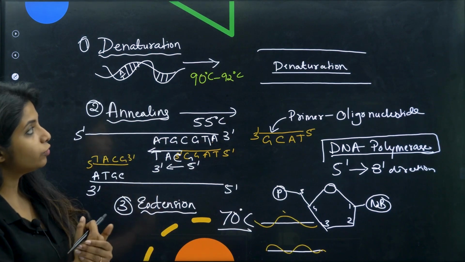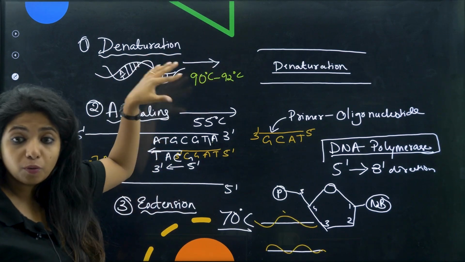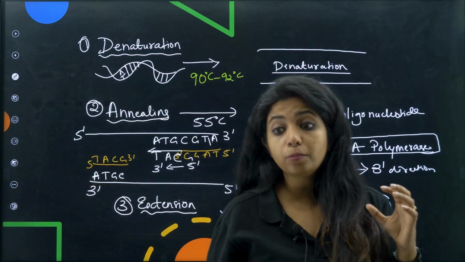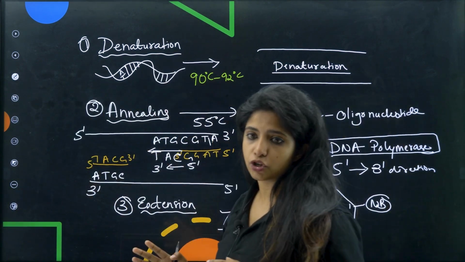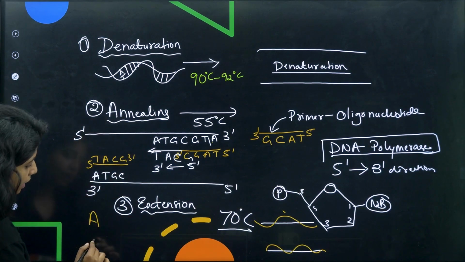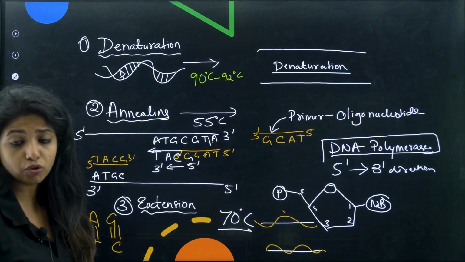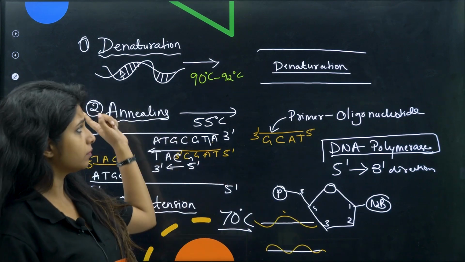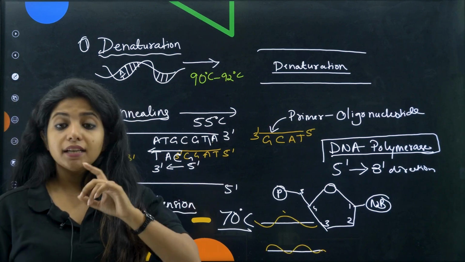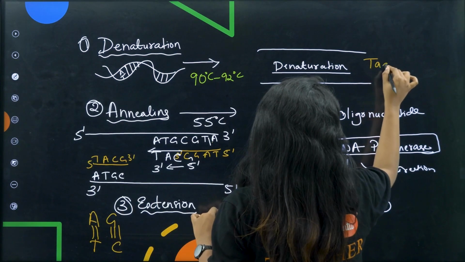Now the question is, which enzyme would be able to break down the hydrogen bonds at this particular temperature? The bases are attached: A and T have 2 hydrogen bonds, G and C have 3 hydrogen bonds. So there should be some enzyme that breaks them down in the process of denaturation, and this enzyme, I am telling you, is known as Taq polymerase. What do you call it?